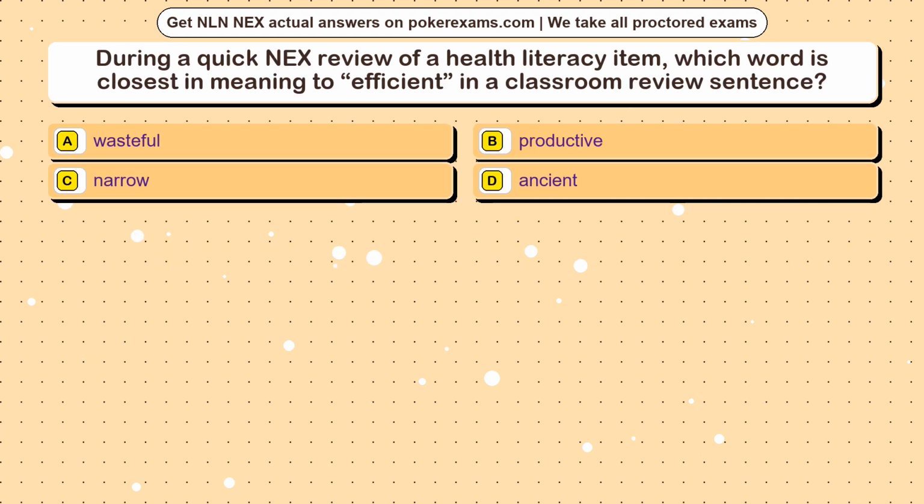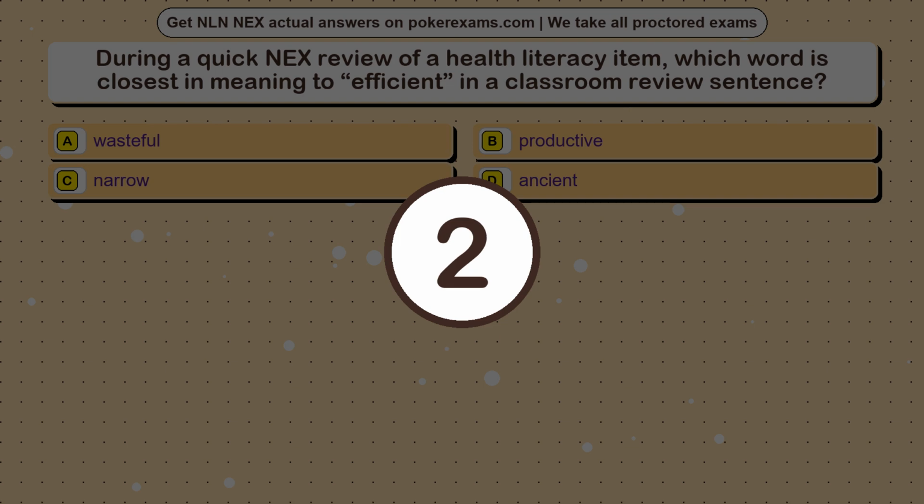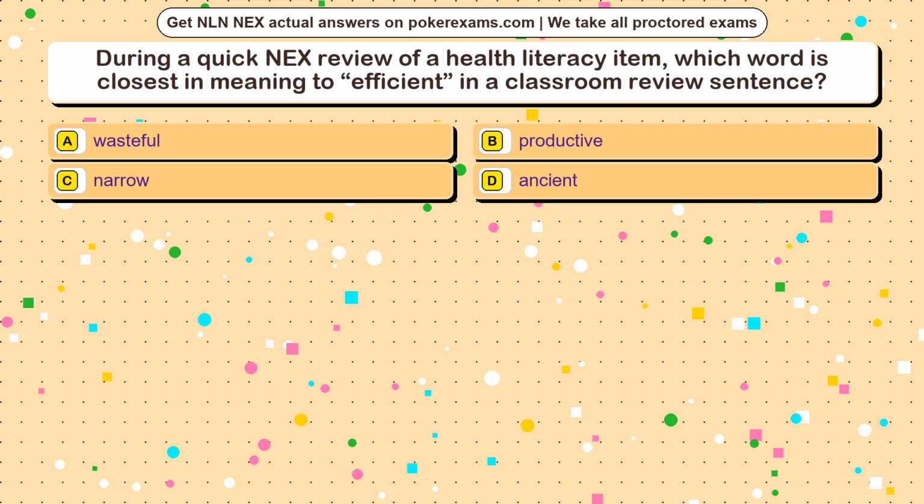Question 2. During a quick NEX review of a health literacy item, which word is closest in meaning to efficient in a classroom review sentence? Option A, wasteful. Option B, productive. Option C, narrow. Option D, ancient. The correct answer is option.